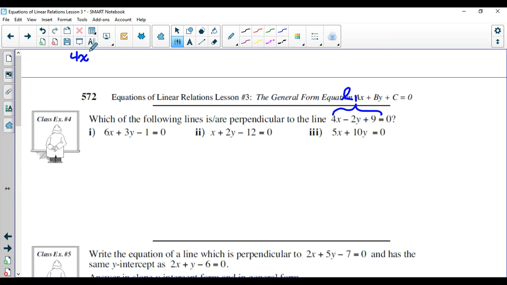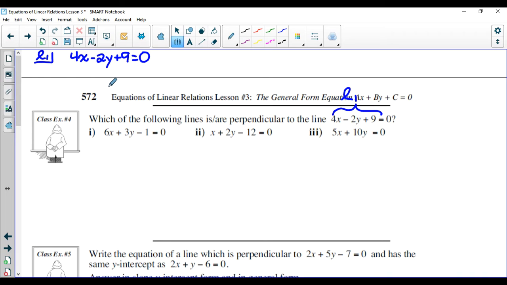Okay, so let's do this up here because I'm going to run out of space if I don't. Let's start off with the first line. So this is line 1. We have 4x minus 2y plus 9 is equal to 0. Now, to get the slope, you want to turn it into y equals mx plus b format. The general form does not tell you what the slope is. So let's try to get y isolated.